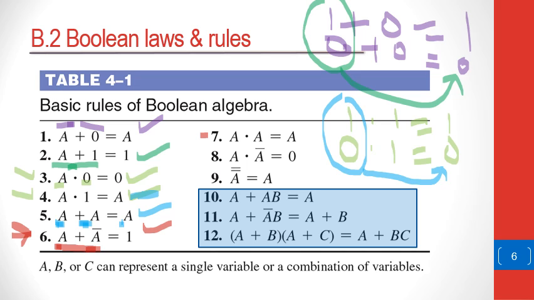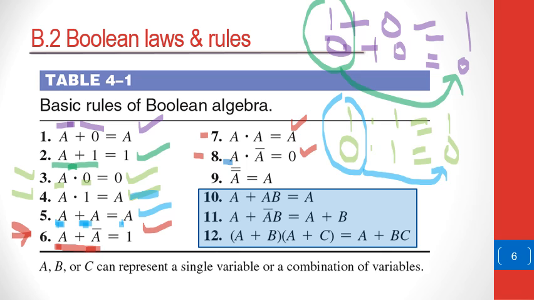Then the next rule, number 7: if you have A and A, the output is A. Number 8: if you have A and its complement, the output is 0. Similarly, this one is intuitive in the sense that for rule 8, either A or A complement will have its value as 0. So with an AND gate, whenever one of the inputs is 0, you always have a 0.